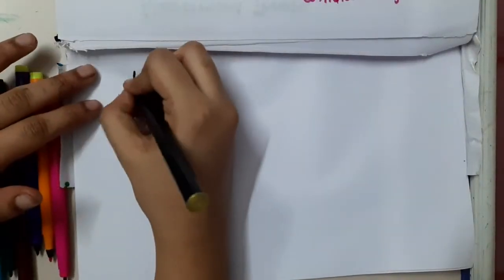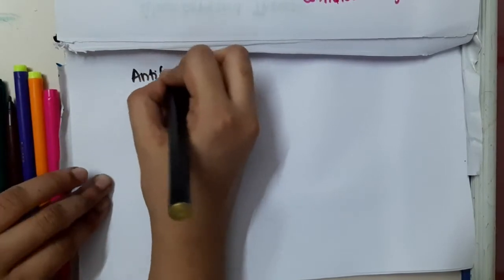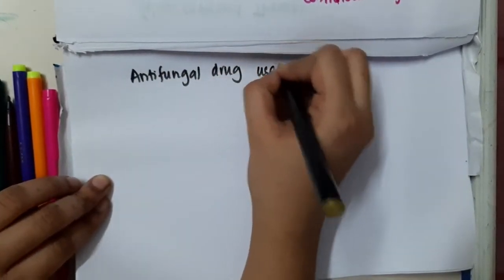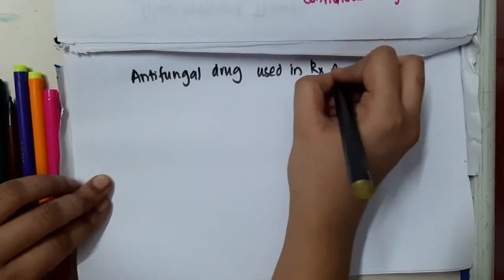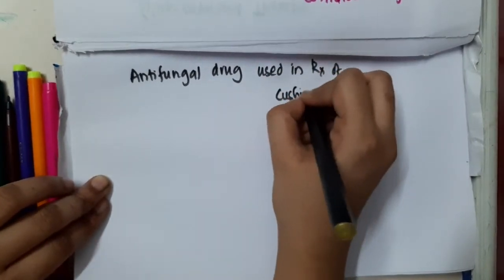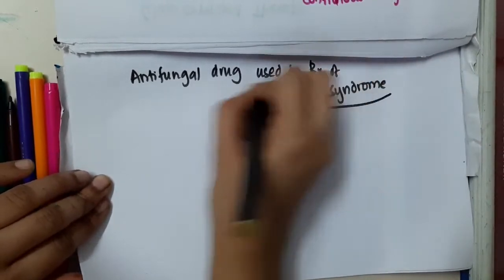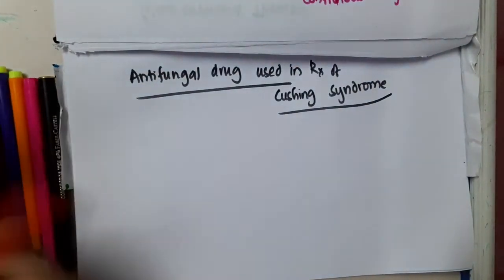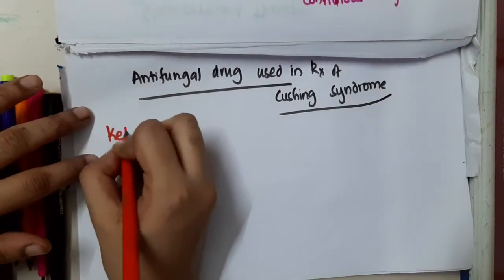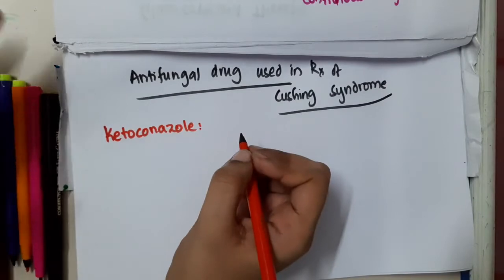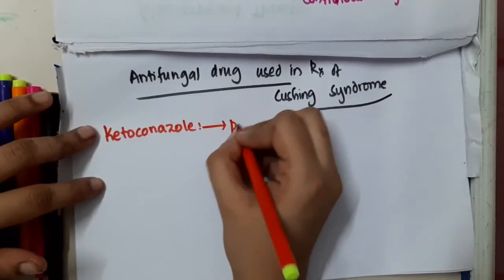Hello friends, if you were asked what is the antifungal drug which is used in the treatment of Cushing syndrome, the answer is ketoconazole. Ketoconazole is the antifungal drug which is used in the treatment of Cushing syndrome.